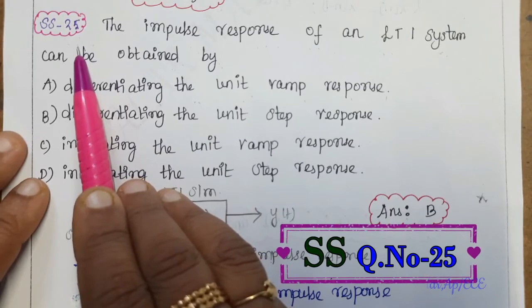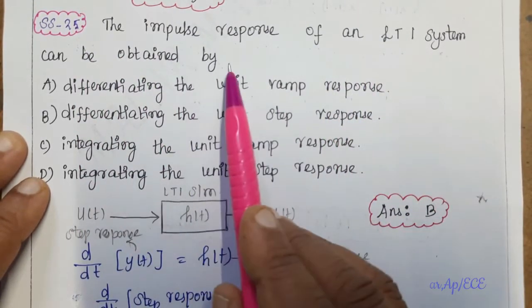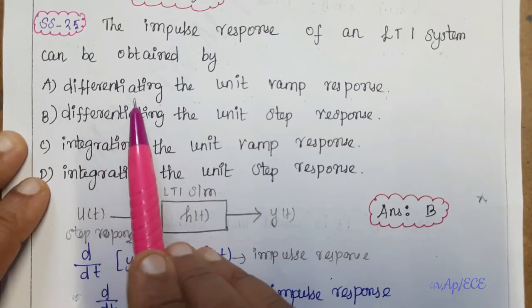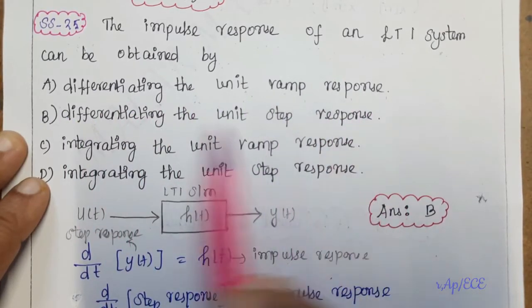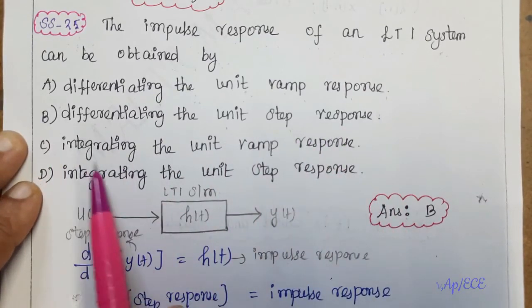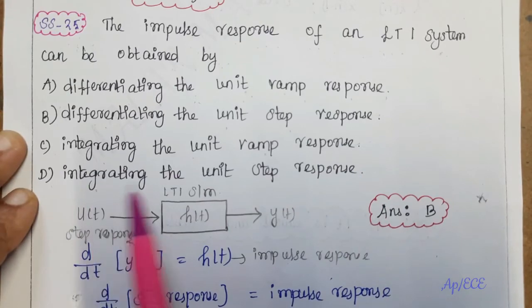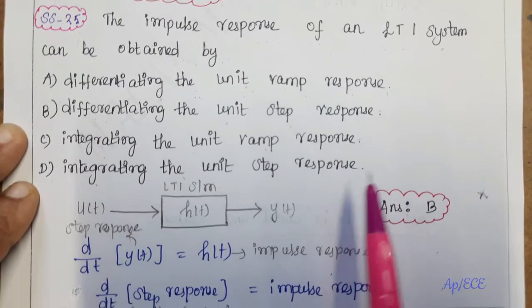Signals and systems question number 25. The impulse response of an LTI system can be obtained by, first option, differentiating the unit ramp response. Second option, differentiating the unit step response. Third option, integrating the unit ramp response. Last option, integrating the unit step response.